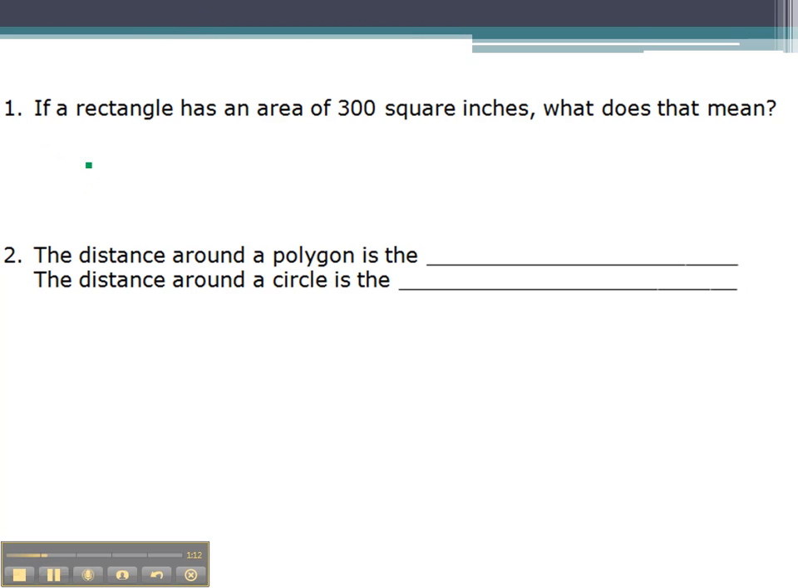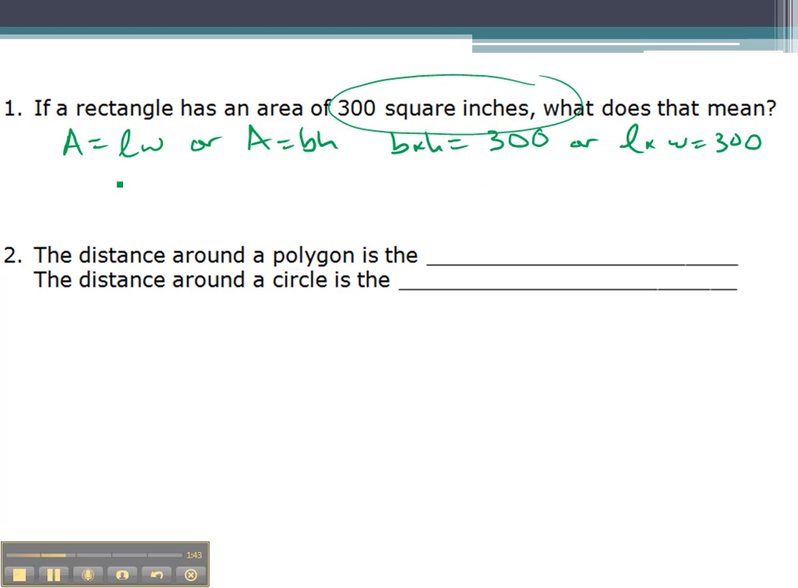Okay, the review for this test. Problem number 1. If a rectangle has an area of 300 square inches, what does that mean? Well, the area formula for a rectangle is length times width, or area equals base times height. So if the area of the rectangle is 300 square inches, that means base times height equals 300, or length times width equals 300. But more than that, what it means is, because it's square inches, we're talking about coverage.